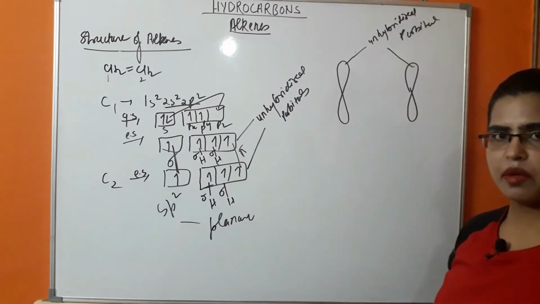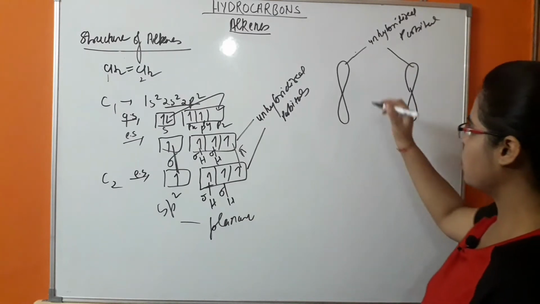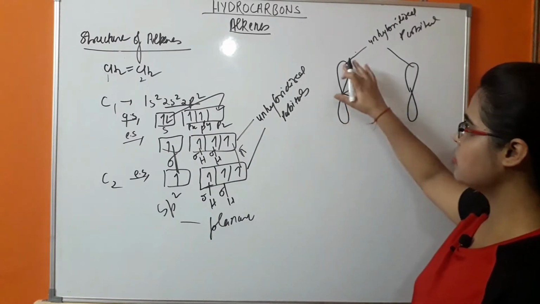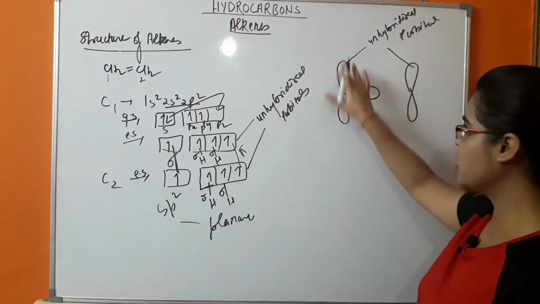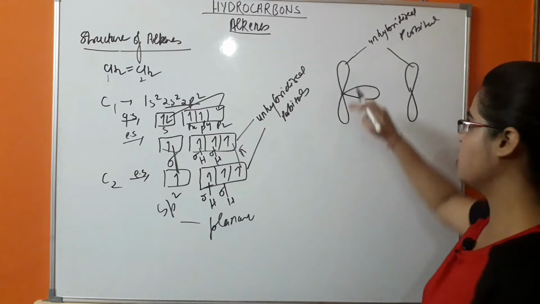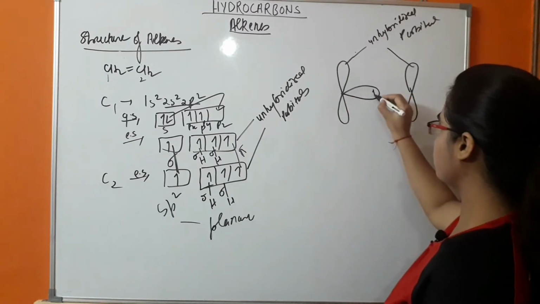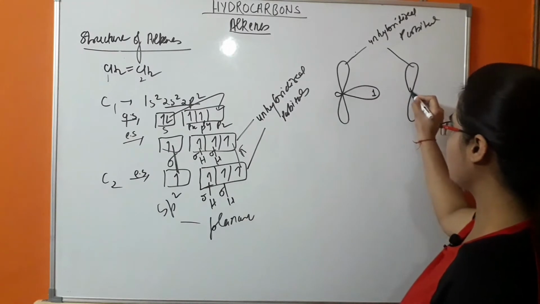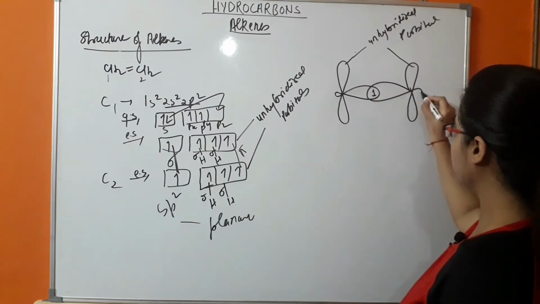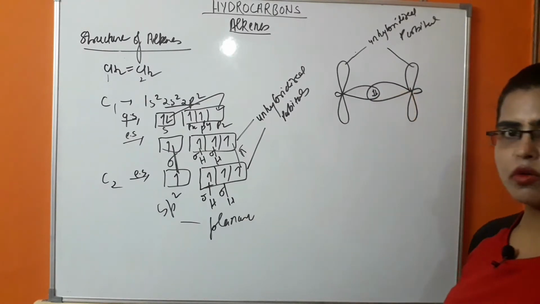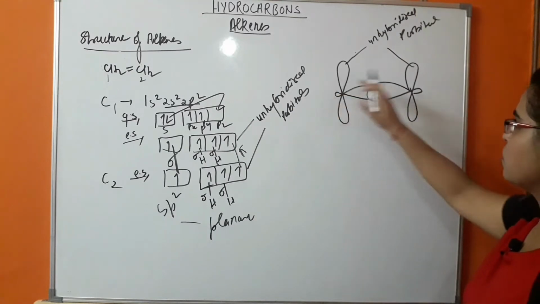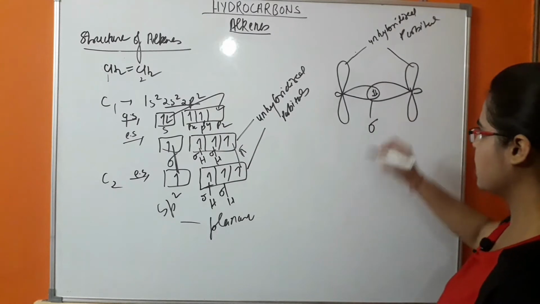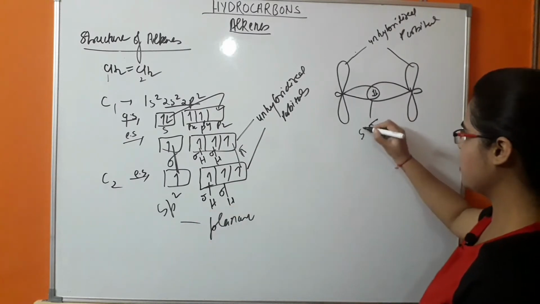These are unhybridized p orbitals. So what will happen next? This is the second orbital, which is perpendicular to these unhybridized p orbitals. It is present in the axis in which one electron is there. The second p orbital of this carbon is also there, so there will be actual overlapping between the p orbitals of the 2 carbons. So this is a sigma bond, okay, this is a sigma bond and the hybridization is sp2.